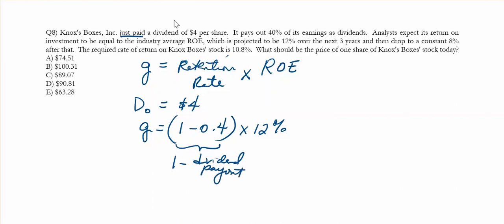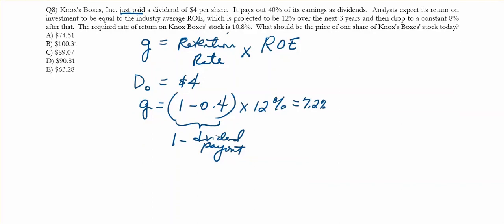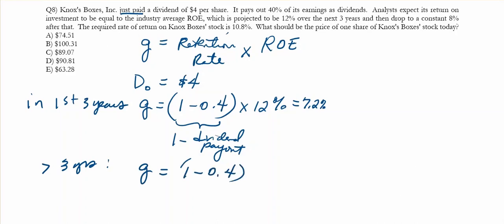So this is a good moment to go over the relationship between the retention rate and the dividend payout rate. They are one minus the other because the total earnings will be split up between additions to retained earnings and dividends. Now this is the growth rate in the first 3 years. Greater than 3 years from now, the growth rate with the same retention rate will be 8%.